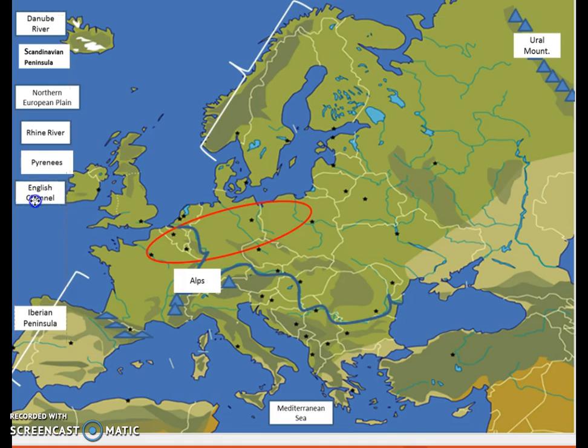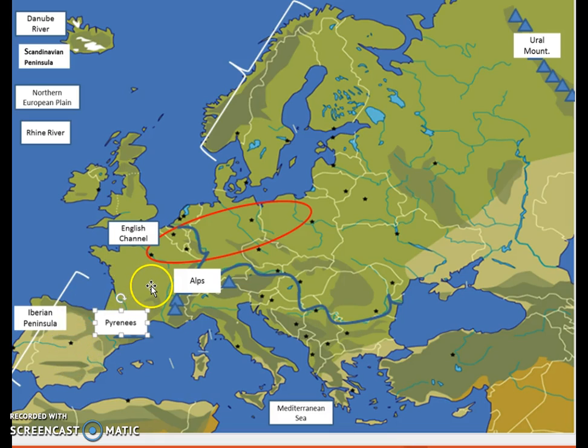Find the English Channel. Point to the English Channel. The English Channel is right here. It's located in between France and right here, England. So the English Channel is right in between those two countries. Point to the Pyrenees Mountains. Okay, the Pyrenees Mountains are located right here. It's the mountain range that divides both Spain and France.